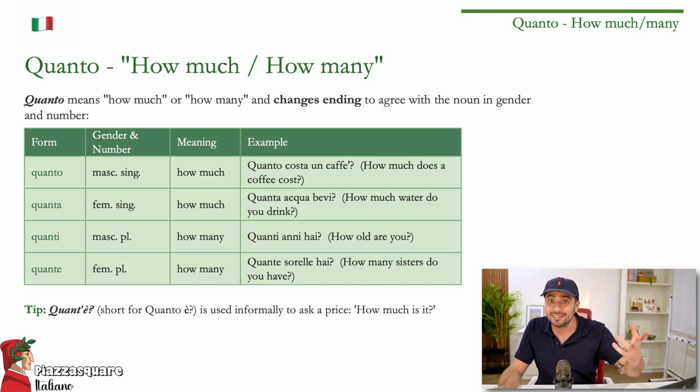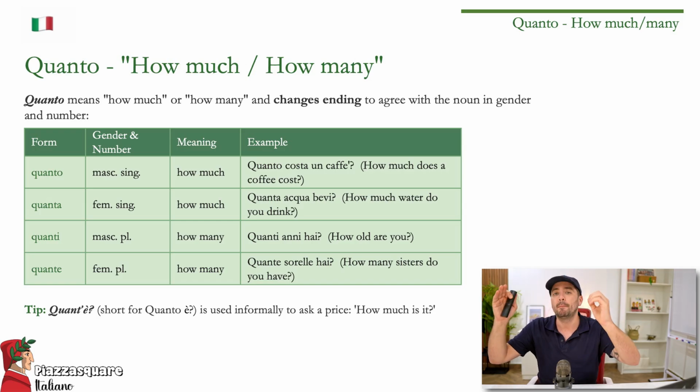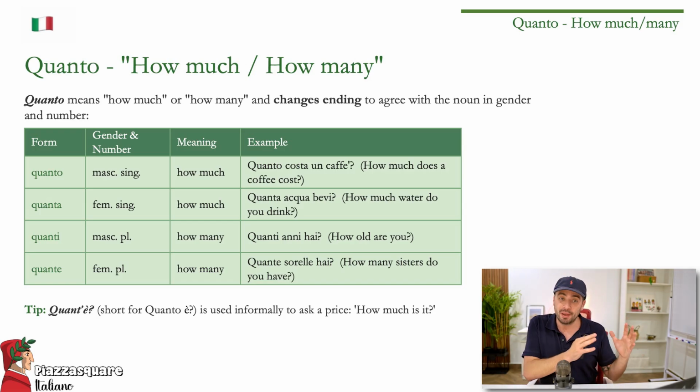In the second, quanti is masculine plural, agreeing with anni, years. Quanti anni hai is the common way to ask someone's age in Italian. Literally, how many years do you have? In the third example, quante is feminine plural to agree with sorelle, sisters. We are asking someone how many sisters they have. So remember, quanto changes to quanta, quanti, quante based on the noun. Again, quanto, masculine singular, quanti, masculine plural. Quanta, feminine singular, quante, feminine plural.